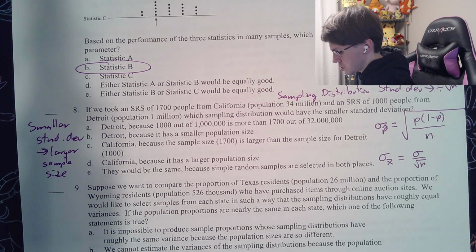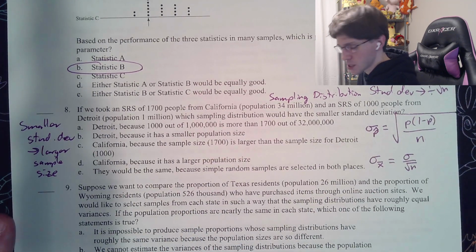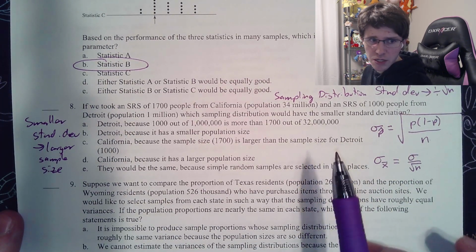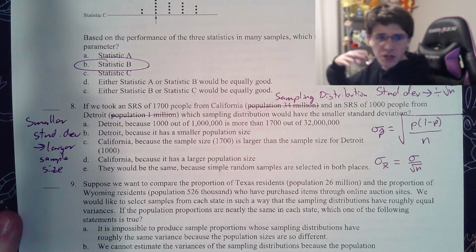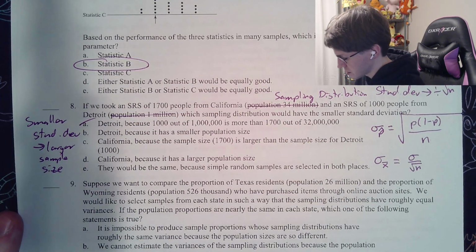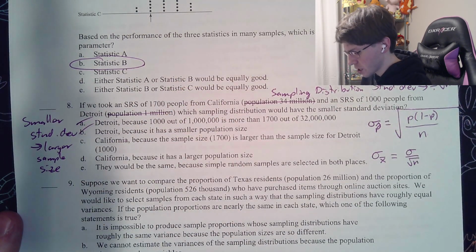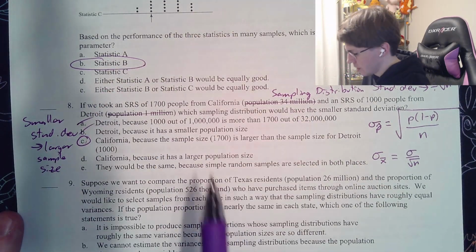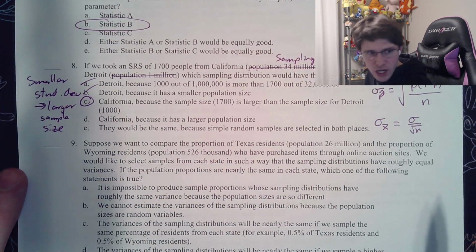So for this question, if you wanted to make sure which of these would have the smaller standard deviation, it's whichever one has the larger sample size. Please note, we never talked about the population size. It is absolutely not relevant. We don't need to know this at all. This is useless information. We don't care about the 1,000 out of a million. Detroit's smaller population size is also nonsense. We only care about the sample. California, because the sample size is larger. Boom. That is exactly what we want. The larger sample size will give you the smaller standard deviation. We're done. Moving on to number 9.